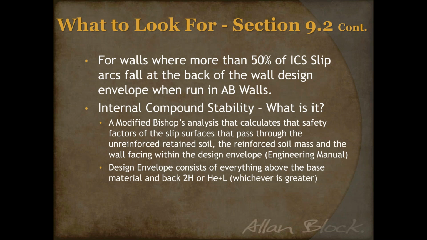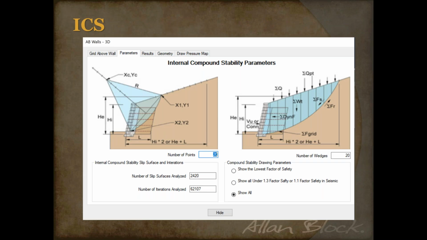Now, I've thrown out the word design envelope a lot, and I'll throw it out a little bit more later. But just to define what that is, the design envelope consists of everything above the base material of your retaining wall and back to twice the height, or if you've got a slope, the effective height, HE, plus the length of your geogrid. Whichever one's greater is going to be your design envelope. So when you run ICS in AB Walls, this separate screen will show up giving you all the parameters it's highlighting. Here's a picture on the right detailing the design envelope.